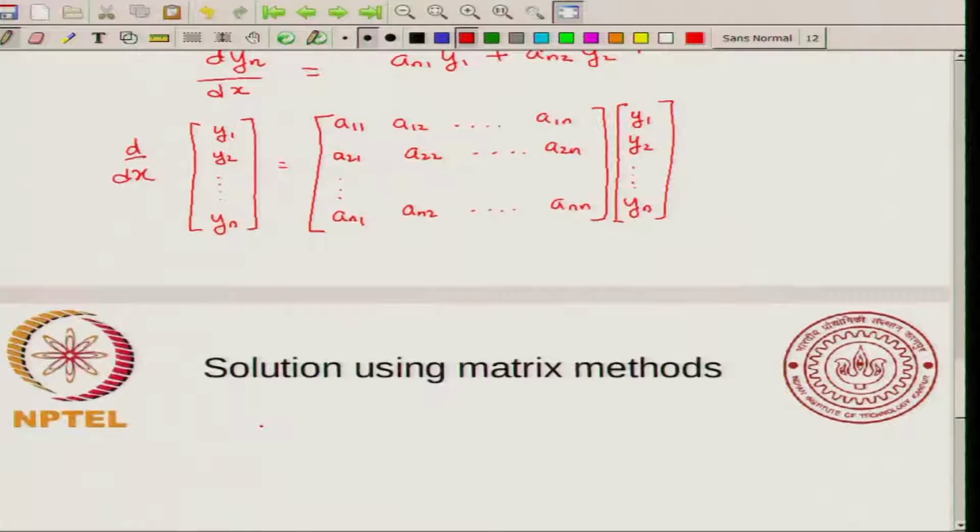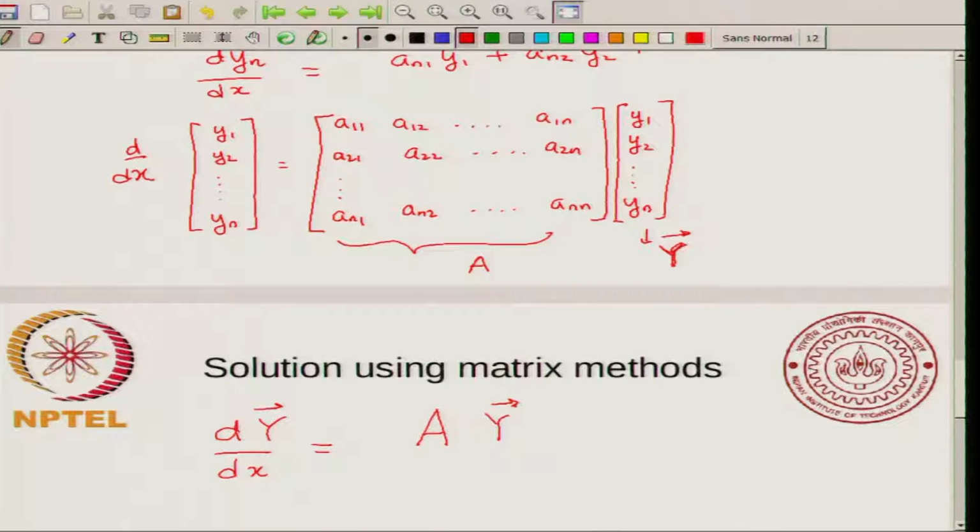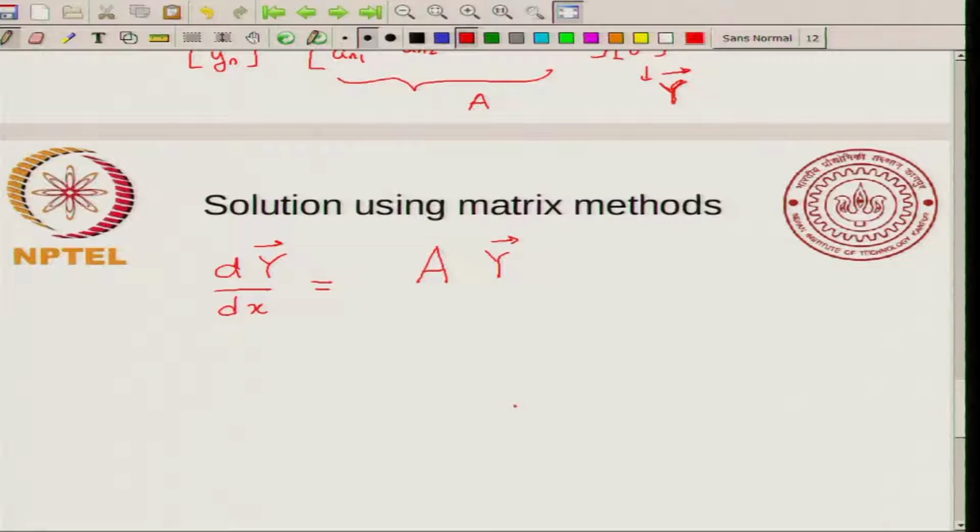So, now I can write this in a slightly different form. So, let me call this as y, I will just say capital Y, which is a vector, okay, and let me call this matrix A. Okay. So, then I can write d of y vector divided by dx, which is the left hand side, that I can write as A times y. Okay. Now, this looks just like a matrix equation. This is A times y, which is equal to dy by dx. Okay. So, how do you solve this differential equation?